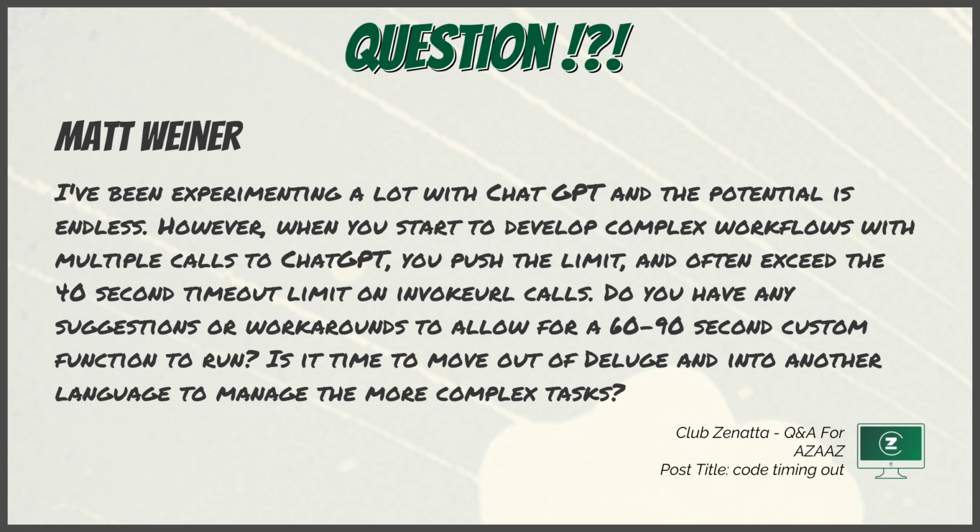All right, and this last question comes from Club Zenatta. This is from Matt, who asks, I've been experimenting a lot with ChatGPT, and the potential is endless. I agree with you. However, when you start to develop complex workflows with multiple calls to ChatGPT, you push the limit and often exceed the 40-second timeout limit on invoke URL calls. Do you have any suggestions or workarounds to allow for a 60 to 90-second custom function to run? Is it time to move out of Deluge and into another language to manage the more complex tasks?